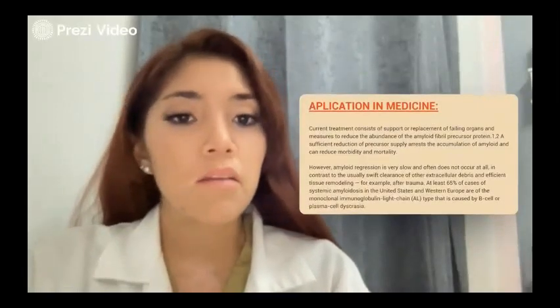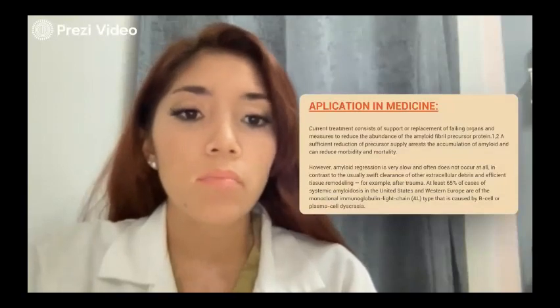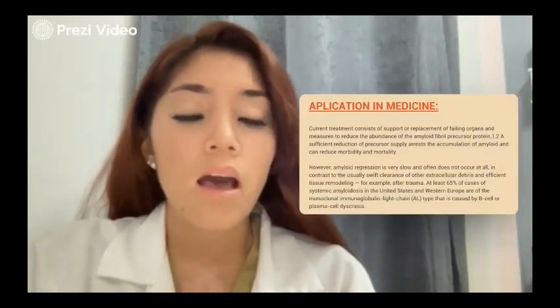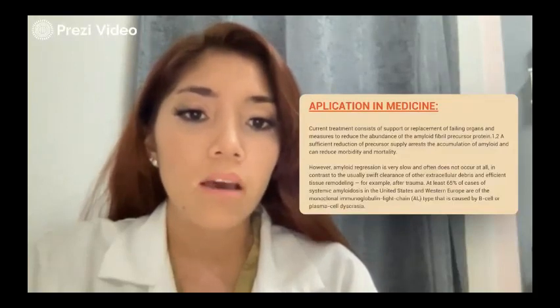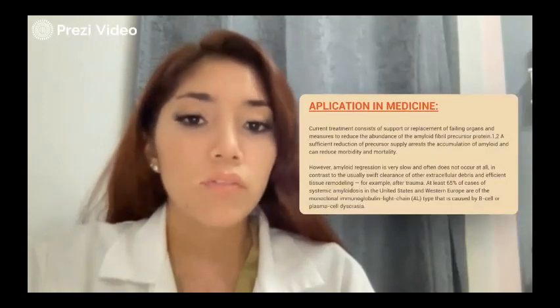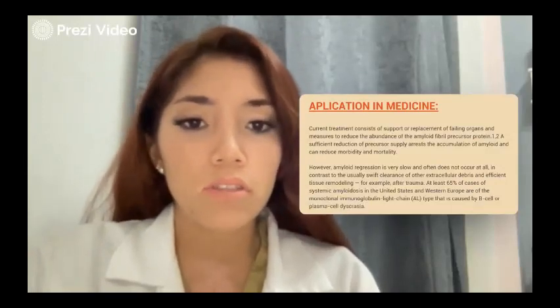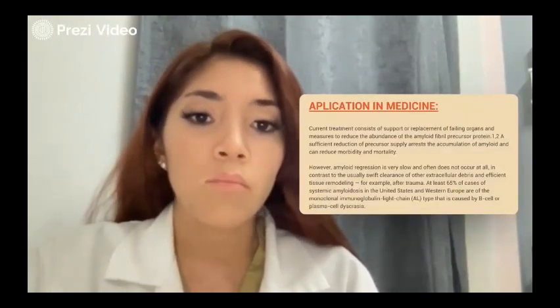The application in medicine. Current treatment consists of support or replacement of failing organs and measures to reduce the abundance of the amyloid fibril precursor protein. A sufficient reduction of precursor supply arrests the accumulation of amyloid and can reduce morbidity and mortality.